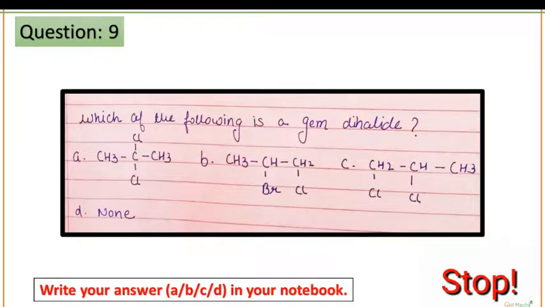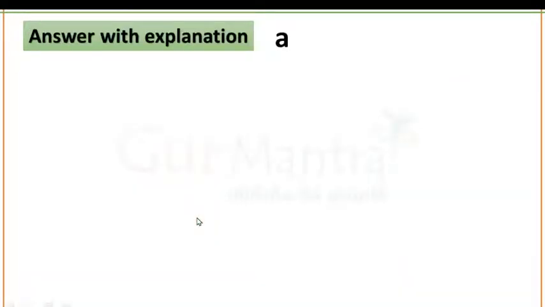Time up, guys. So you know it very well. Gem dihalides are those compounds in which the halogen atoms are attached to the same carbon atom. According to the definition, the halogen atoms must be attached to the same carbon atom in the particular compound. So option number A is correct, because the second carbon atom has two chlorine atoms attached. So the correct option is option number A. Next question.